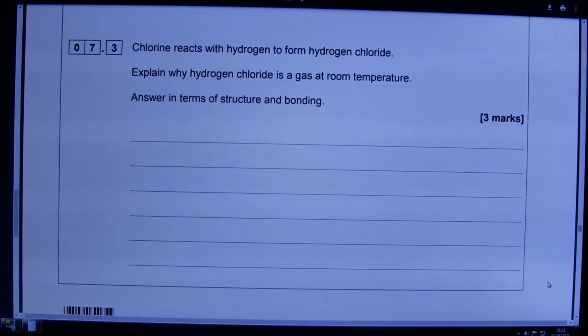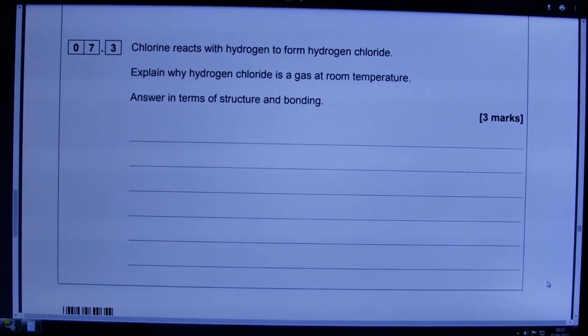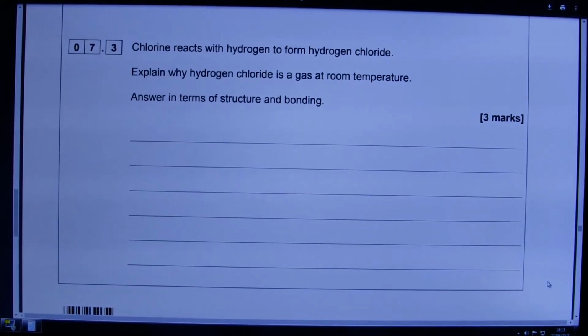Explain why hydrogen chloride is a gas at room temperature. Two things apply here. One is that very small molecules, very light molecules, tend to be gaseous. Very large ones tend to be solids.